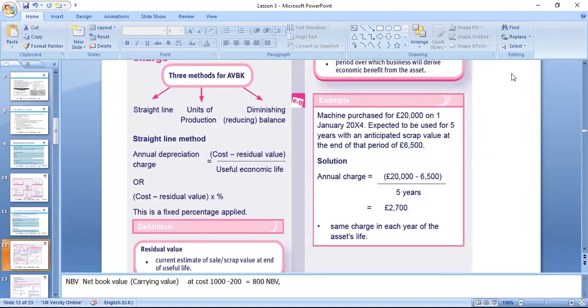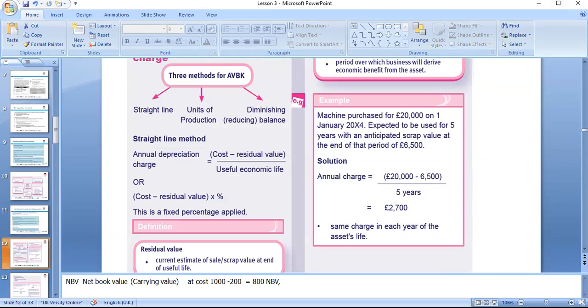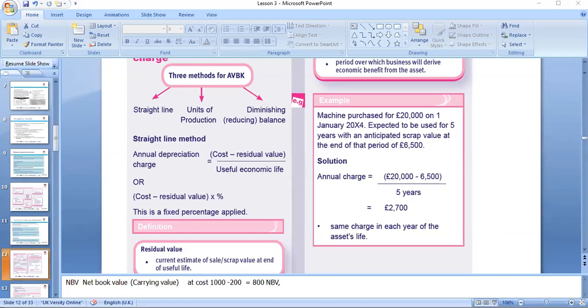Okay, next we are looking at calculating depreciation, as I mentioned. If you're using straight line, unit of production, or diminishing balance method, the annual depreciation charge is your cost minus residual value, which means scrap value, divided by the useful life of the asset. You can use 5 years, 6 years, 10 years. We've been given an example here. The asset is worth 20,000 and 6,500 is scrap value. The asset can be used for 5 years, so the depreciation each year will be 2,700 pounds. If the asset has already been used 3 years, you do 2,700 times 3, and that will be your accumulated depreciation, and you can calculate the following year's carrying value of the asset.